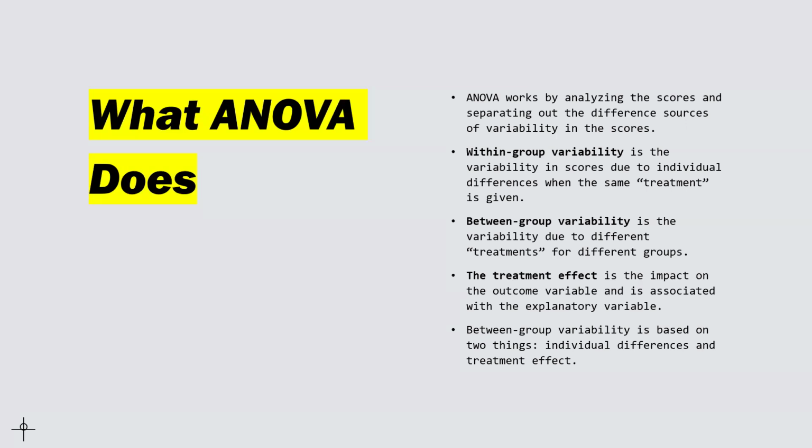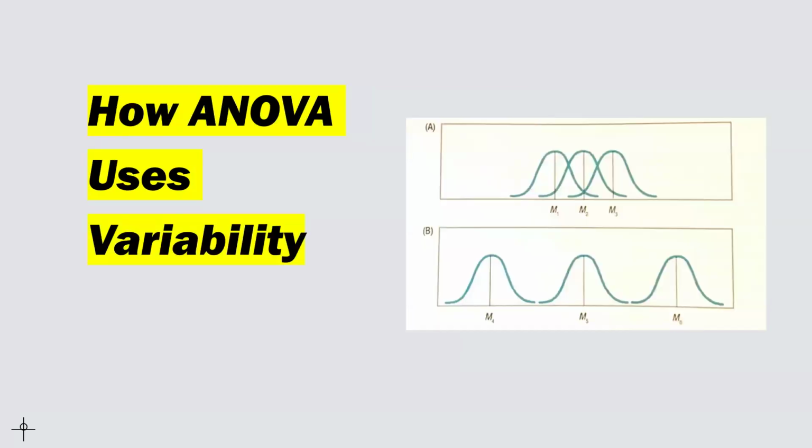So between group variability also has individual differences plus the treatment effect. So let's just look at it. I have an example here to see how we actually use variability and how that affects things. First off, in the top of these two designs, I have a visual where I have 3 bumps.